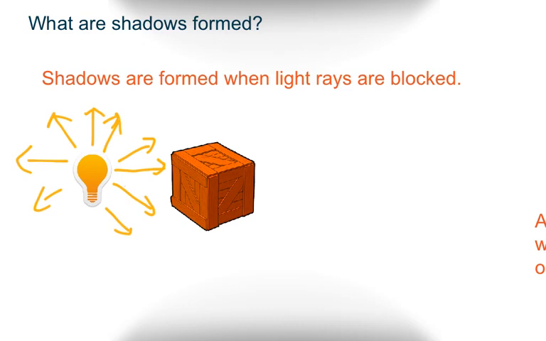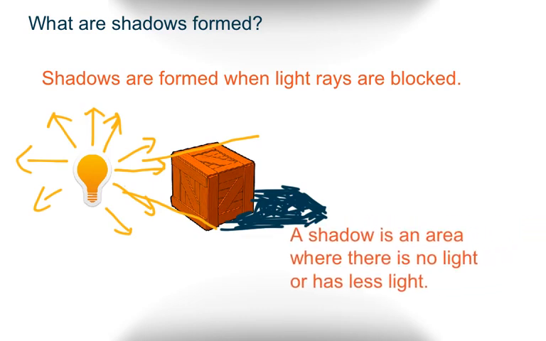And when the light rays hit the object, since this is an opaque object, it doesn't allow light to pass through. Then what happens is that since light cannot pass through, the area behind the box here, since it doesn't have any light, will form a shadow. So a shadow will be formed behind the box. And so that means that a shadow is simply an area where there is no light or has less light.